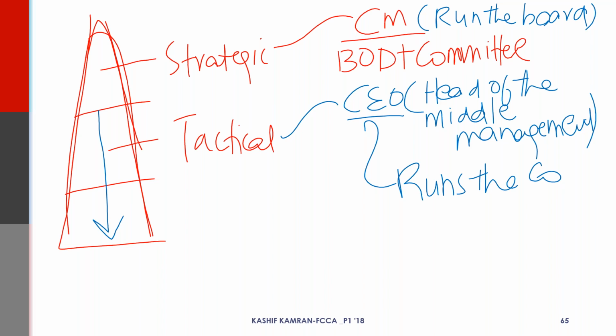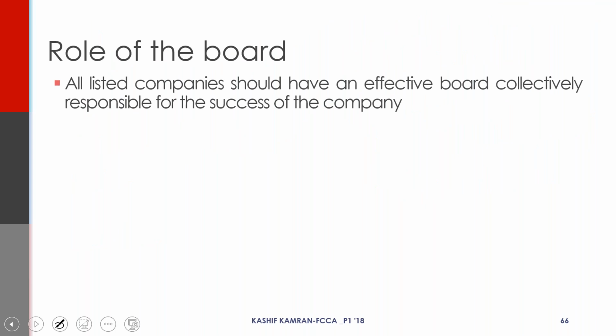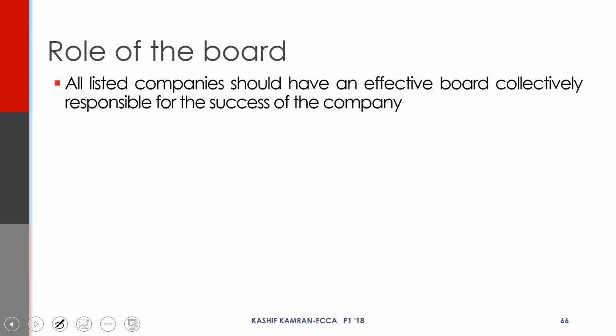Okay, now moving further from that, we are starting first with the role of the board. Role of the board is the first topic. And in terms of the role of the board, UK corporate governance says all listed companies. We know corporate governance in America or in UK only applies to listed companies. All listed companies should have an effective board.